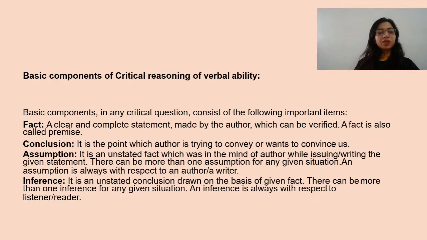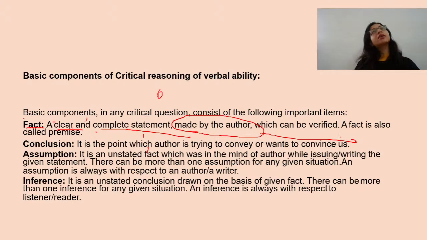Now comes the basic components of critical reasoning. When I said that the next thing you need to know is the basic components of critical reasoning, what are those components, guys? A fact is a clear and complete statement made by the author which can be verified. A fact is also called a premise. So fact is always clear. या तो ये है या तो वो है, दोनों चीजें नहीं. It is complete in itself. It's not like a phrase, but it is made by the author. Remember, and it can be verified.